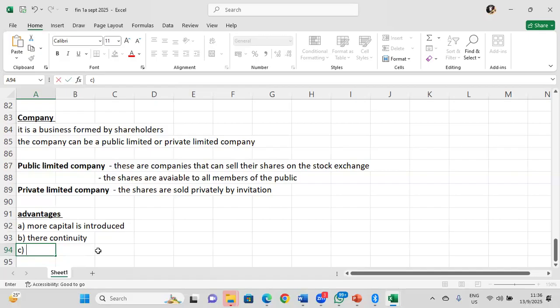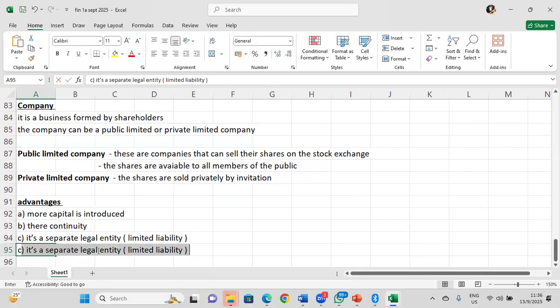Then besides continuity, it's also a separate legal entity, so it has limited liability. For a sole trader and a partnership, liability is unlimited, but this one has limited liability. So if you have a problem, you face the company, not the owners. And if you have a problem with the owners of the company, it doesn't affect the company. The company is a separate legal entity.